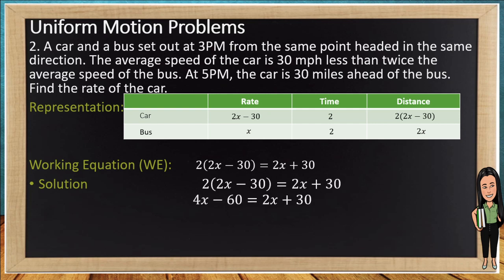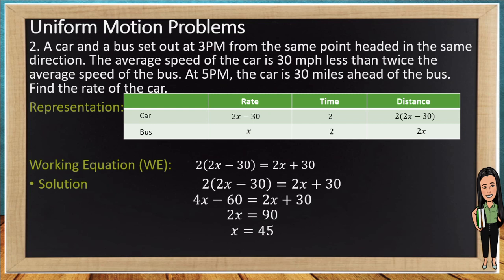Distribute yung 2. So, that's 4x minus 60. 2x plus 30. Lahat ng variable, let's place on one side and all the constant on the other side. Magiging 2x equal to 90, x is equal to 45. Okay.